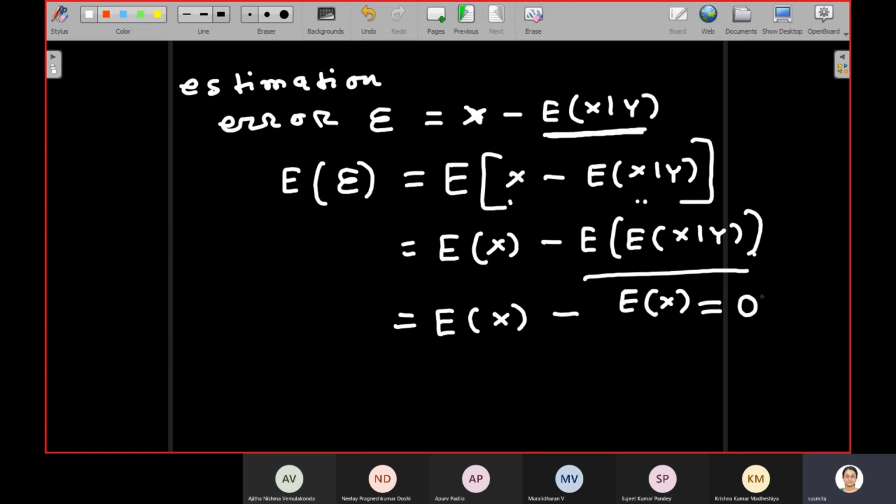Such an estimator where the mean of the estimation error is 0 is called an unbiased estimator. We want all estimators to be unbiased, and the minimum mean square error estimator has that property. It is an unbiased estimator.